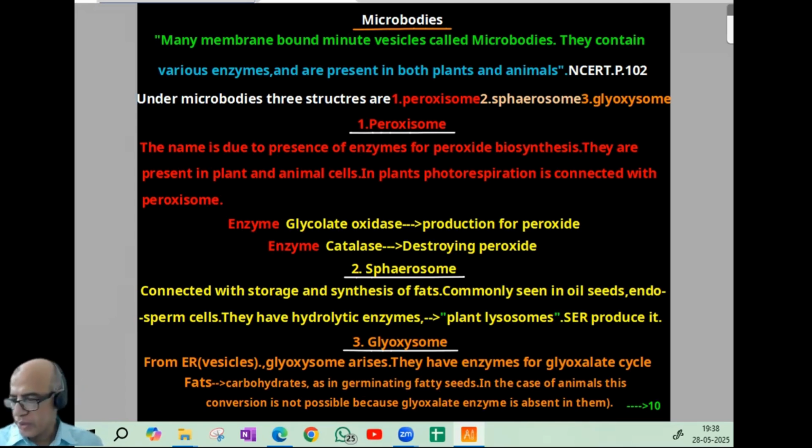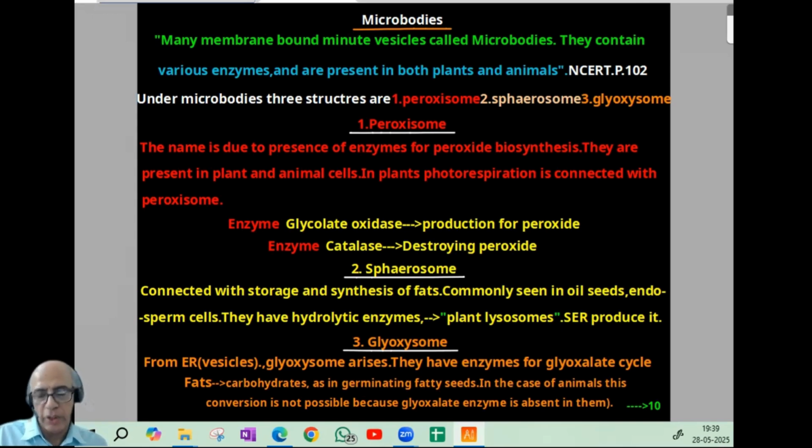Now comes glyoxysome, the third microbody. Scientists suggest that glyoxysomes are formed indirectly from endoplasmic reticulum vesicles. And they have enzymes for the glyoxylate cycle.